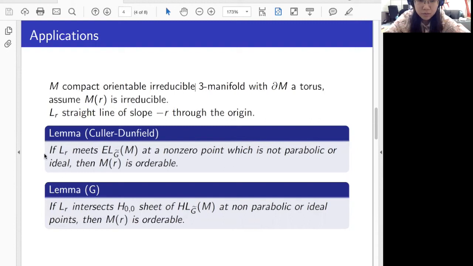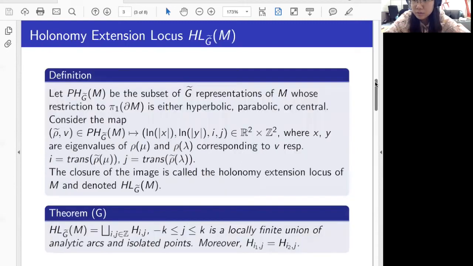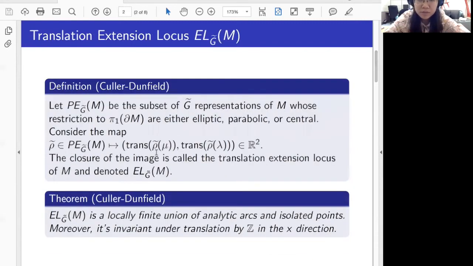I need to explain what ideal means. Remember, in the definition of the translation extension locus, we are taking the closure of the image of this parametrization. So an ideal point means that this point does not live in the image of this map. It only lives in the closure. So it does not come from a representation.